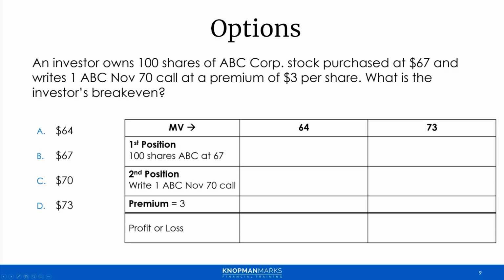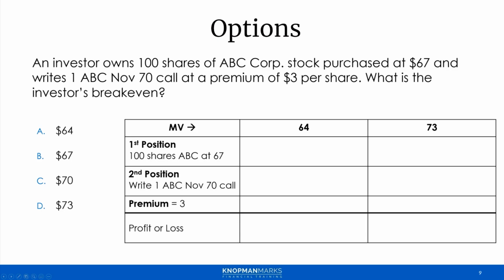Now, when we talk about the break even on a covered call, we want to remember that the stock position's dominant. Everything's going to be keyed off that $67 price that we paid for those 100 shares. And what I've laid out for you is a first position, second position, premium chart as the way I like to unpack these kinds of questions. And so the investor's break even here, I'm just going to test, well, what happens at 64 and what happens at 73? Those are two of the answer choices that I'm looking at and thinking, maybe one of those is right. And I'll see if that's the case.